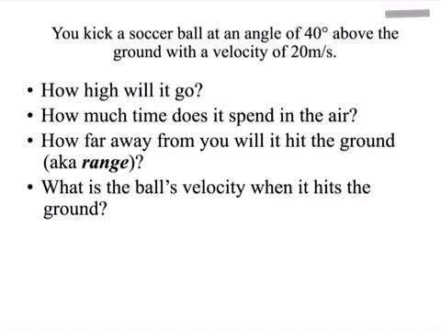So let's solve some problems. We're still going to use all of our acceleration formulas, but since it's on an angle, we have to separate what we know horizontally and what we know vertically, so we're going to solve it a little differently than our other projectile and acceleration problems. This problem says you kick a soccer ball at an angle of 40 degrees above the ground with a velocity of 20 meters per second. We are going to calculate how high it'll go, how much time it spends in the air, how far away from you it is when it hits the ground, which we call the range, and what is the ball's velocity when it hits the ground.